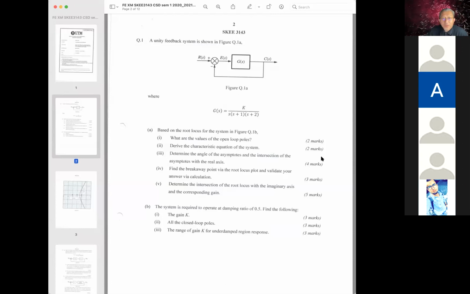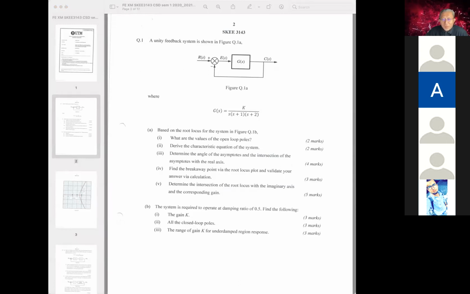A unity feedback system is shown in figure Q1A. Based on the root locus for the system in figure Q1B, what are the values of the open loop poles? Derive the characteristic equation for the system. Determine the angle of the asymptote and the intersection of the asymptote with the real axis. Find the breakaway point via the root locus plot and validate your answer via calculation. Determine the intersection of the root locus with the imaginary axis and the corresponding gain. Thank you.